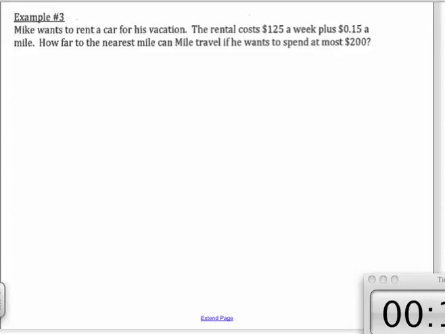Okay, guys, example number 3 says that Mike wants to rent a car for his vacation. The rental cost, is there a typo? Let me read through it and I'll see if I can find it. The rental costs $125 a week plus 15 cents a mile. How far to the nearest mile can mile?